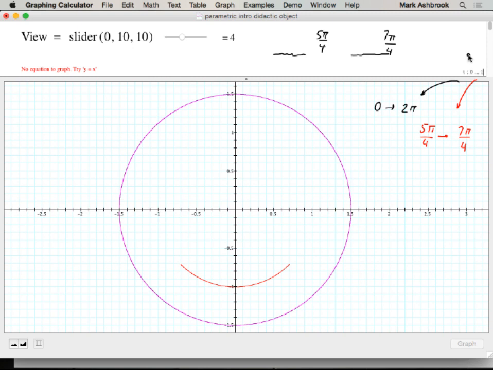And I want the 7 pi over 4 to be wiped out. When t is 1, I want to get 7 pi over 4. And I want the 5 pi over 4 to be wiped out. Remember this? So how do I, when t is 0, I want to wipe out 7 pi over 4. And when t is 1, I want the 5 pi over 4 to get wiped out. So what would it be?